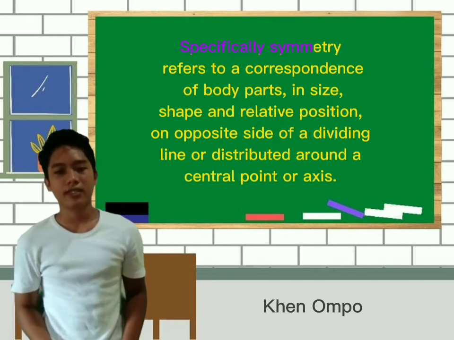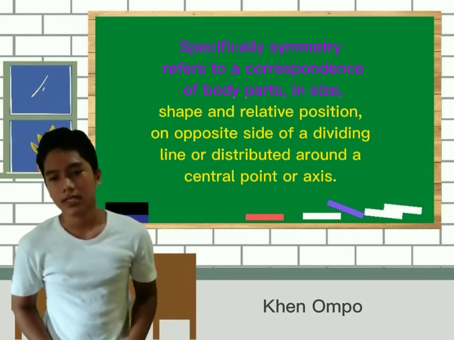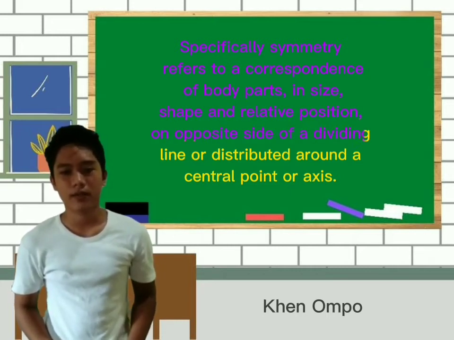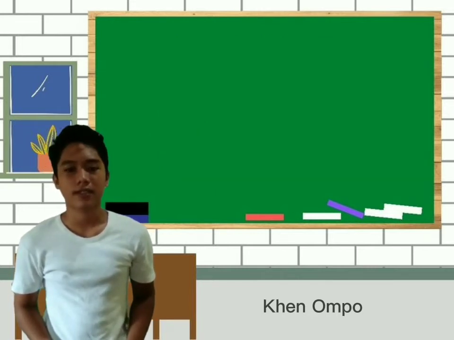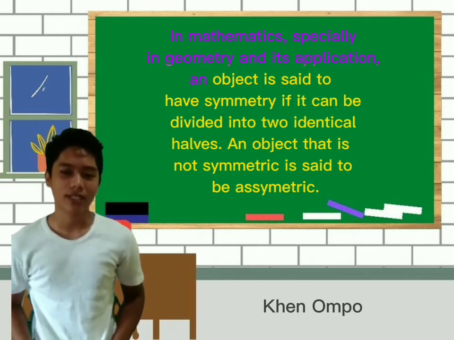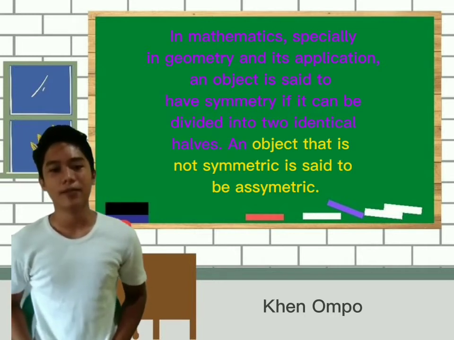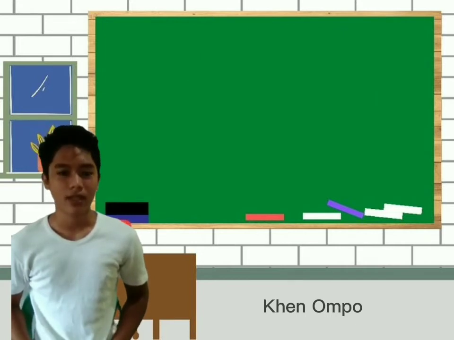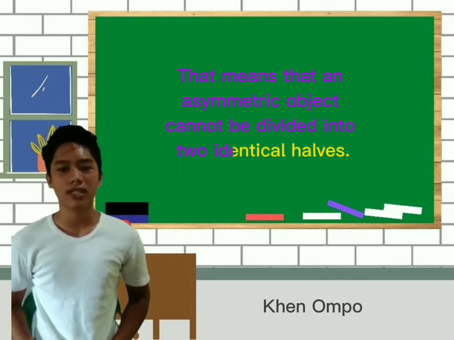Specifically, symmetry refers to a correspondence of body parts, size, shapes, and relative positions on opposite sides of a dividing line and distributed around a central point or axis. In mathematics, especially in geometry and its application, an object is said to have symmetry if it can be divided into 2 identical halves. An object that is not symmetric is said to be asymmetric. That means an asymmetric object cannot be divided into 2 identical halves.